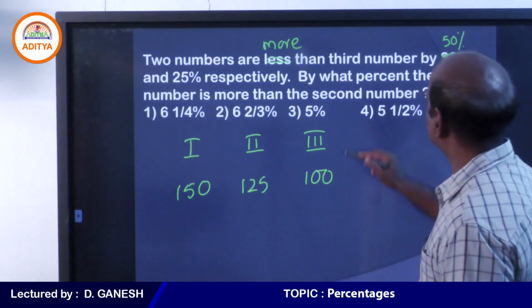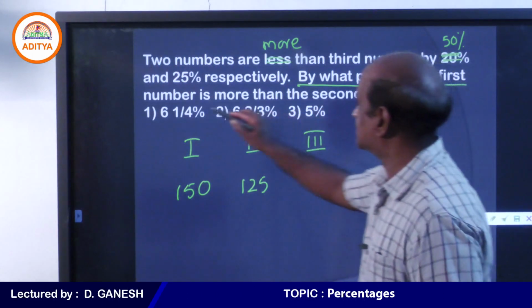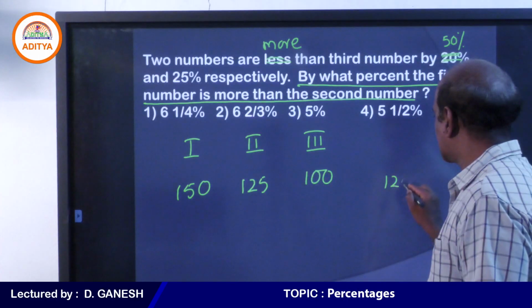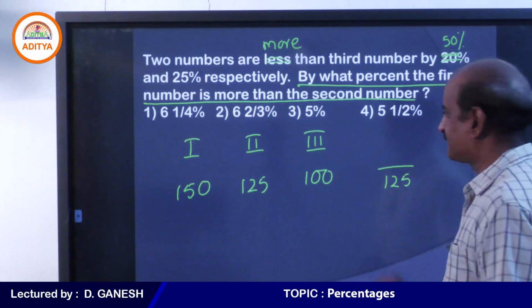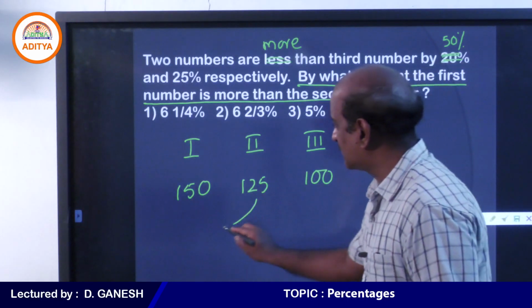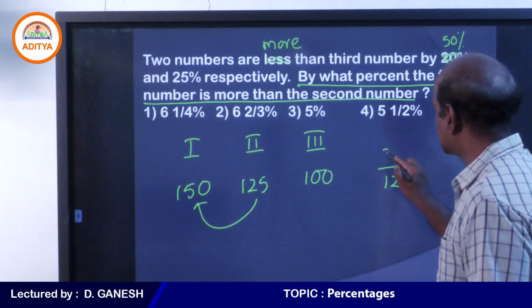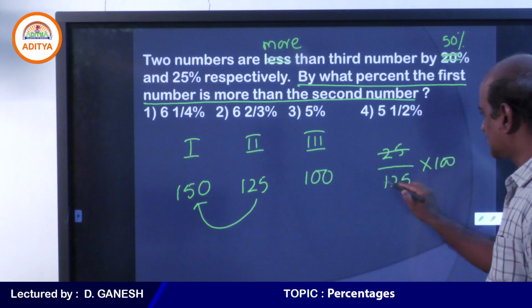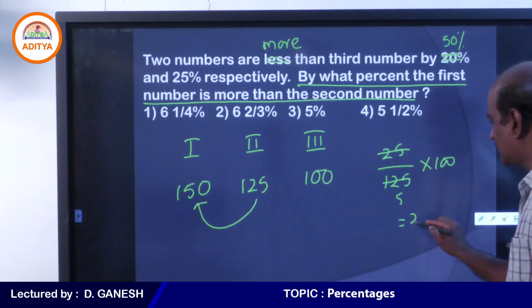Now the question is, by what percent the first number is more than the second number? We need to compare with the second number, which is 125. So when comparing with 125, let us see how much the first number is more. 25 more. 25 cancels for 5 times. 100 by 5, 20%.